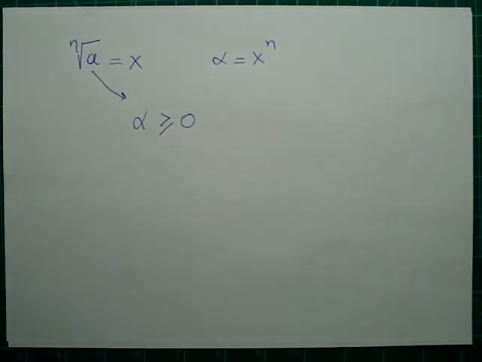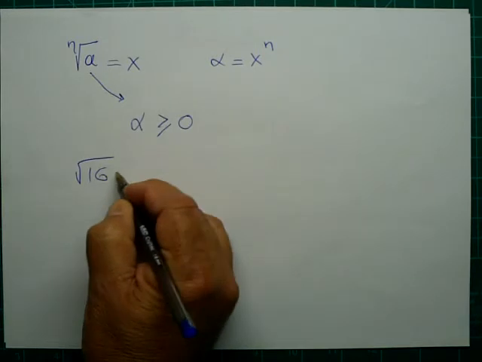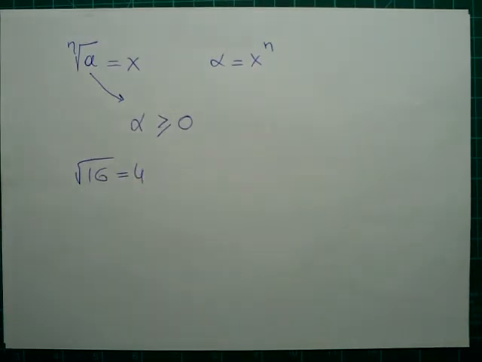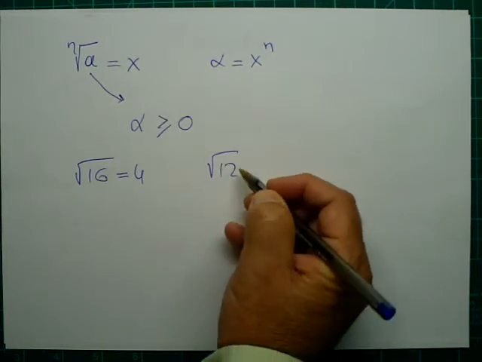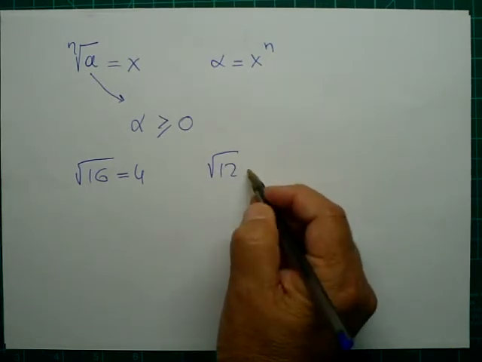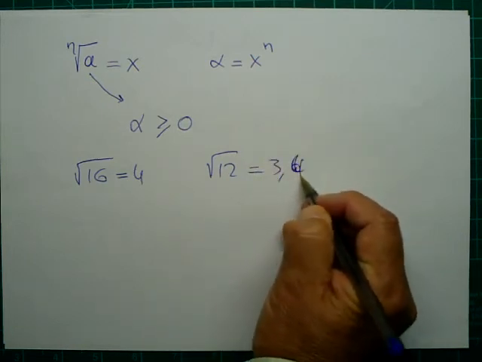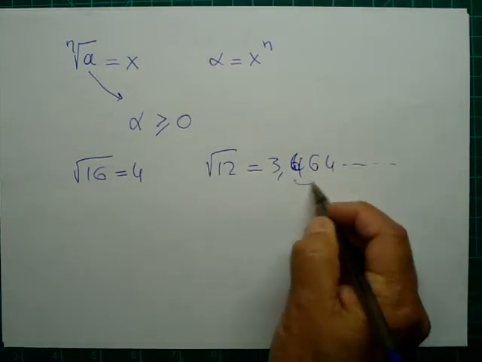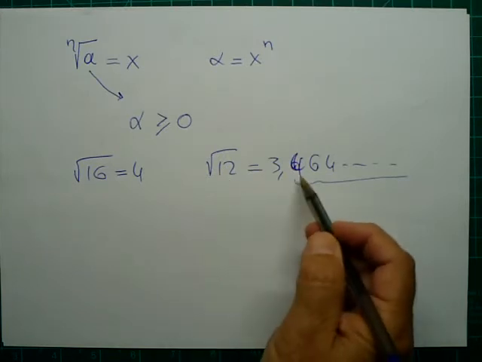Now, some roots lead to rational numbers and some others lead to irrational numbers. Let's see an example. The square root of 16 is 4, which is rational. But if you calculate the square root of 12 and you put this on your scientific calculator, it gives something like 3.46 4, etc., an infinite number of decimals. This is an irrational number.